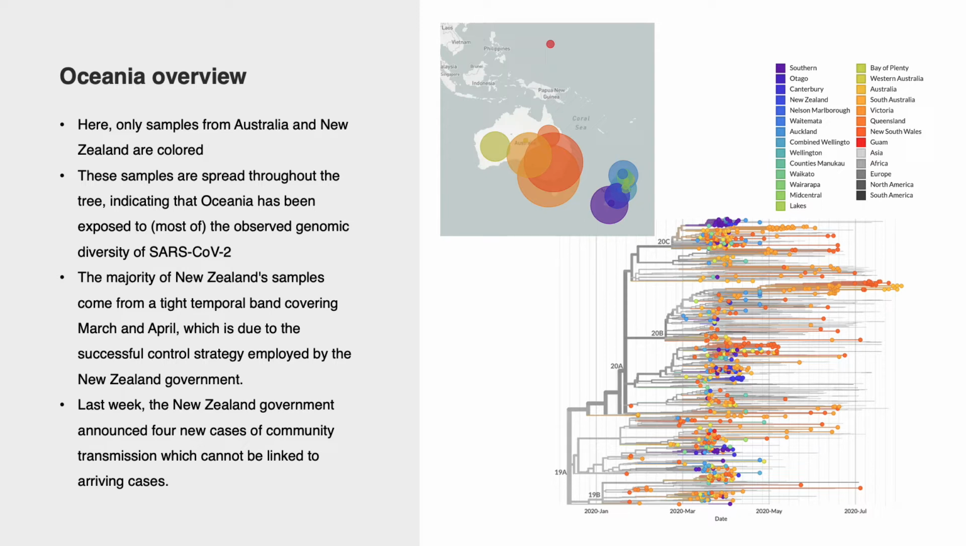While the country is back to relative normality, the borders are still closed to all non-citizens to limit the chances for the virus to re-enter the country. Returning citizens must quarantine for 14 days before entering the country. Last week, the New Zealand government announced 4 new cases of community transmission which cannot be linked to arriving cases. Genetic sequencing may be able to help uncover how SARS-CoV-2 bypassed the strict controls.